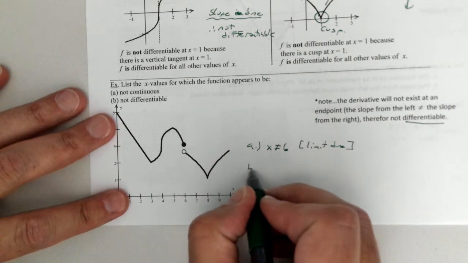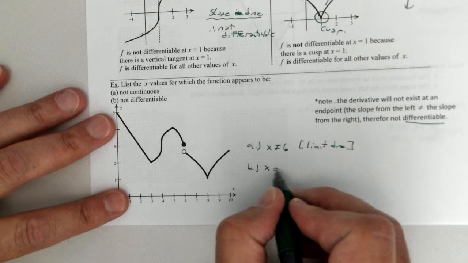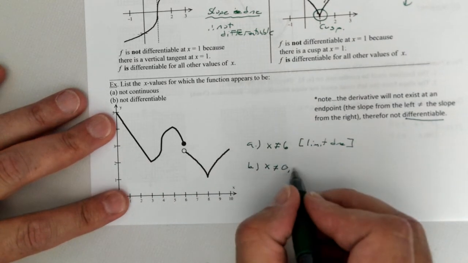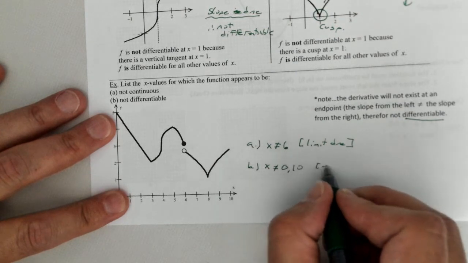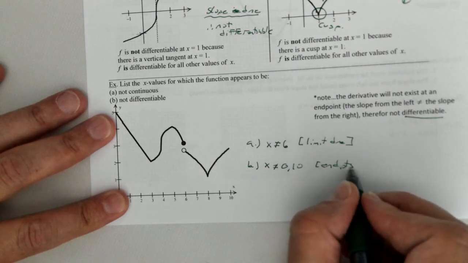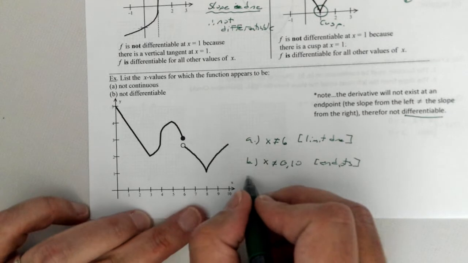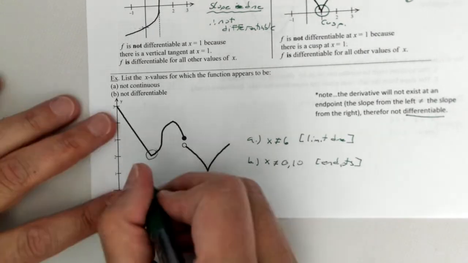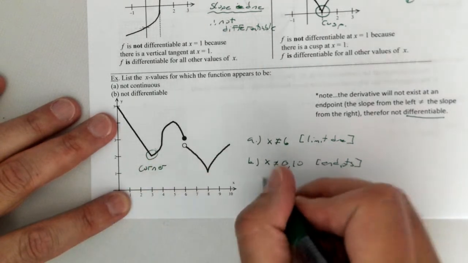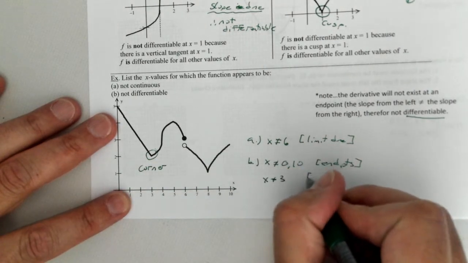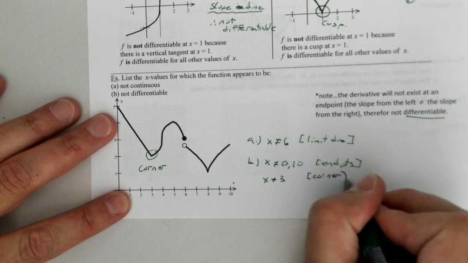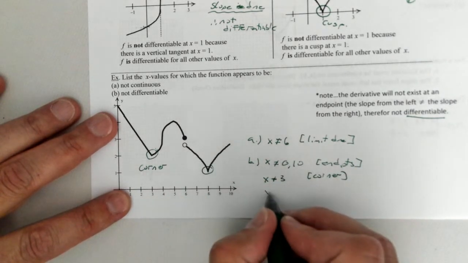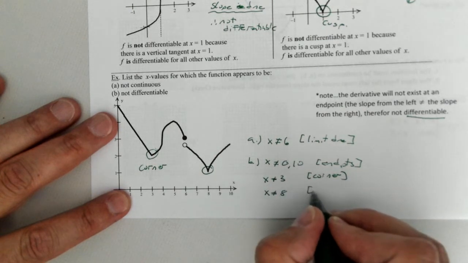So now let's talk about differentiability. Well, we just got through saying we can't have an endpoint. So 0 and 10 cannot be. The reason why? Those are endpoints. Next, it looks like at 3 that there is a corner here. So x can't be 3 because it looks like there's a corner. Likewise, at x equals 8, x can't be 8 because that's our cusp.